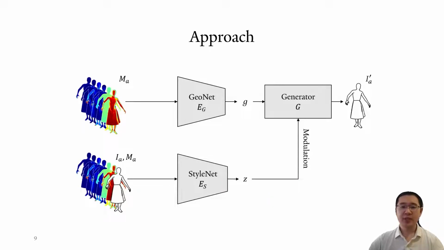Our approach is based on generative adversarial networks, or GANs, that have proved effective in image synthesis tasks. We use the GeoNet, which encodes the map of geometric properties MA at frame A. We also use a StyleNet, which encodes the style of a drawing IA to a latent vector Z. Then the generator can use the geometry code and the style code to generate a drawing in the same style.